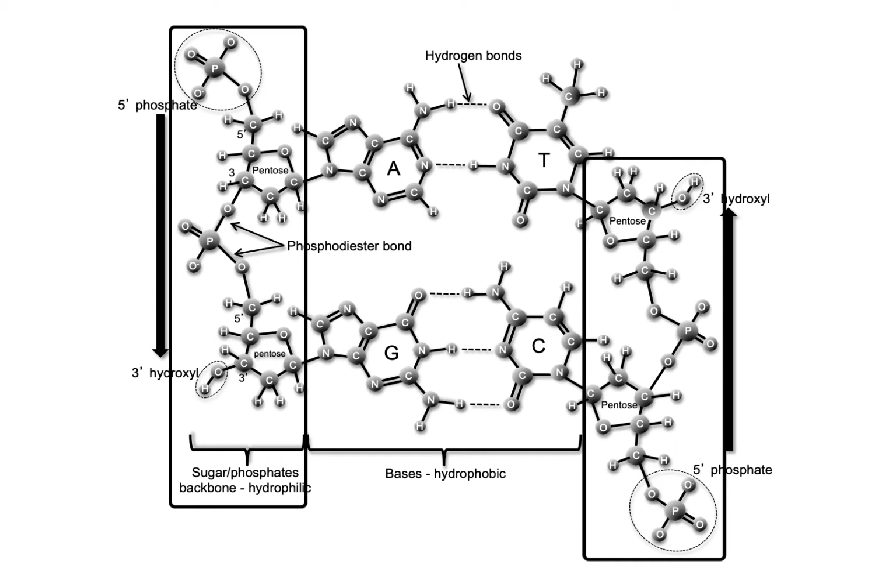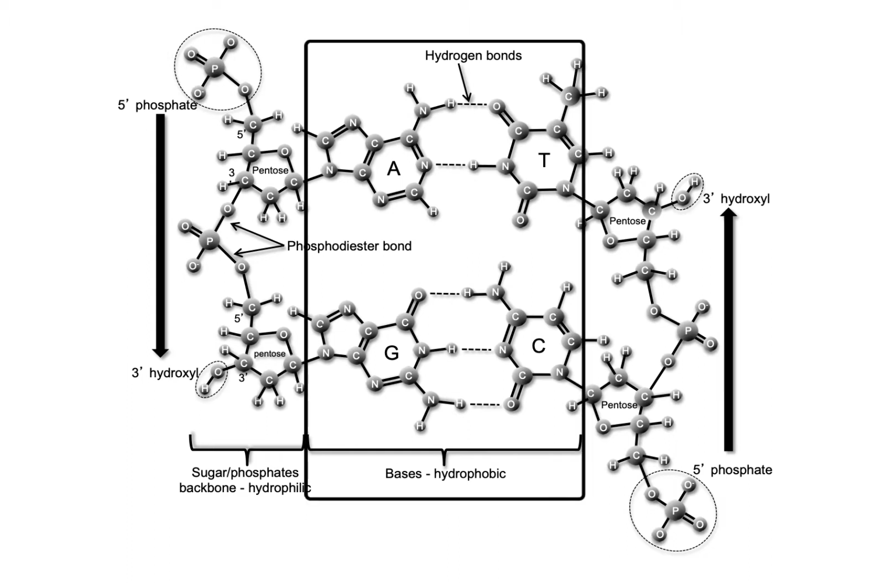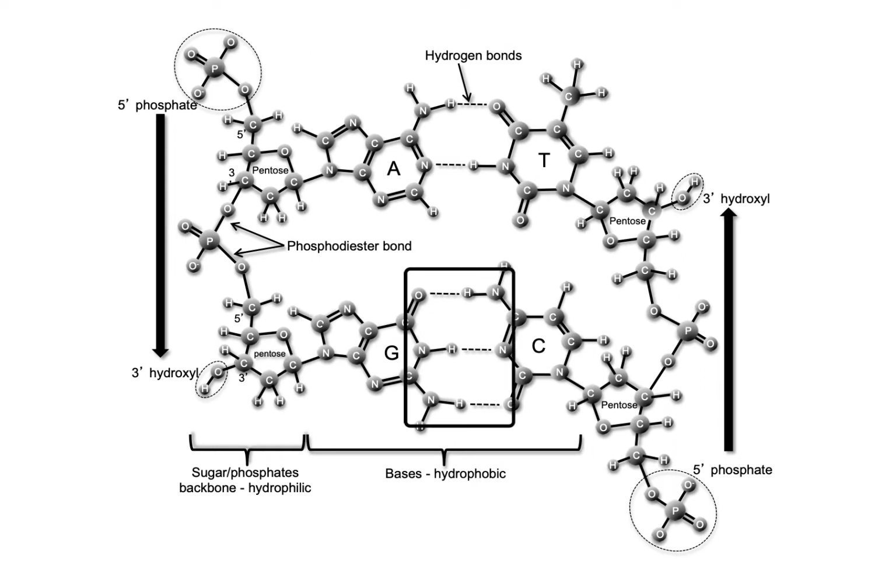There's the sugar phosphate backbone, which is hydrophilic, and then the bases are on the inside and they're hydrophobic. And between a GC pair, you have 3 hydrogen bonds, and between the bases in an AT pair, there are 2 hydrogen bonds joining those together. So in DNA, the GC pair forms a stronger bond than does an AT pair.